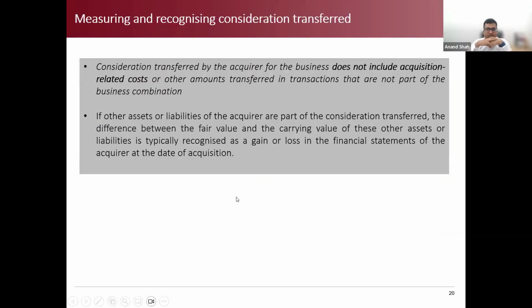Another part of the purchase consideration that we need to be mindful of: any expenses that you've incurred as acquisition related costs are not supposed to be a part of your purchase consideration. They will be expensed in your post transaction P&L account.